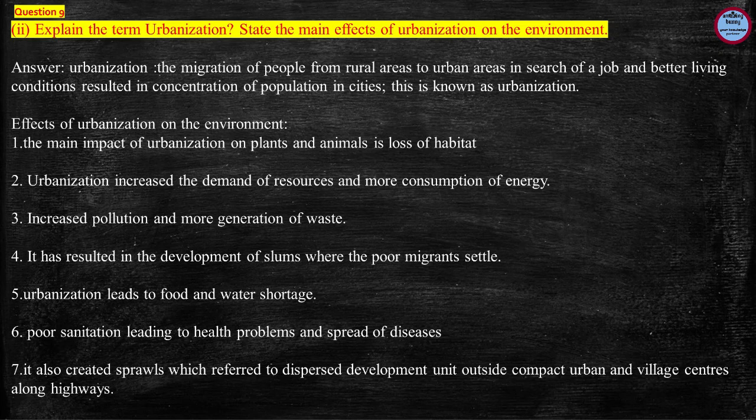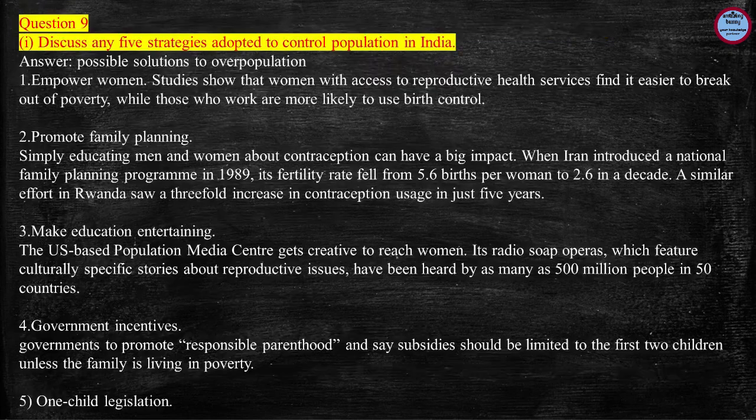It has resulted in the development of slums where the poor migrants settle. Urbanization leads to food and water shortage. Poor sanitation leads to health problems and spread of diseases. It also created sprawls, which refer to dispersed development outside compact urban and village centers along highways.